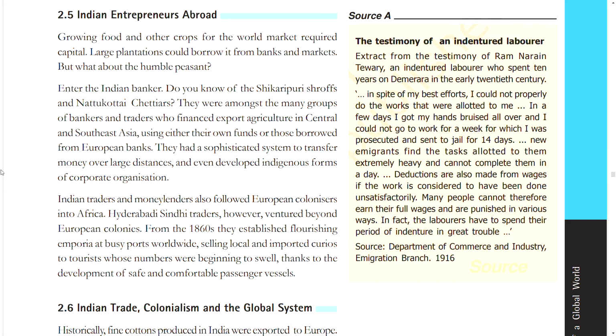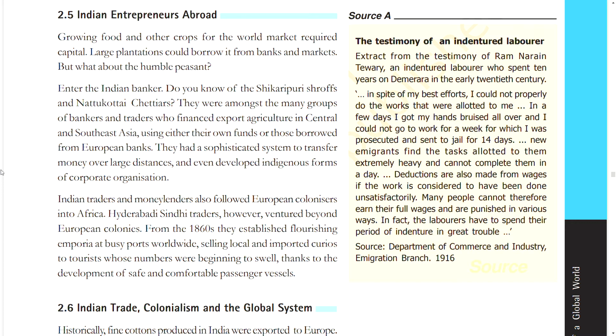In spite of my best effort, I could not properly do the work that was allotted to me. In a few days I got my hands bruised all over and I could not go to work for a week, for which I was prosecuted and sent to jail for 14 days.